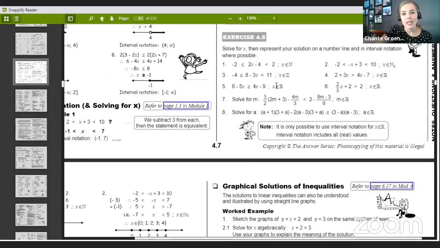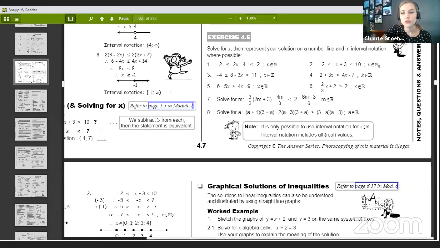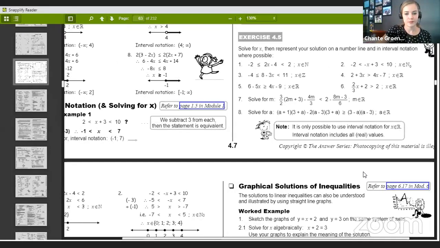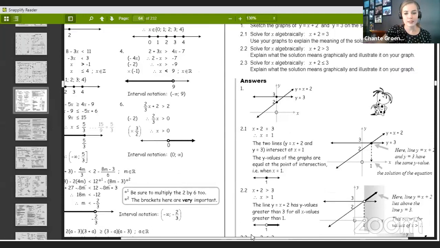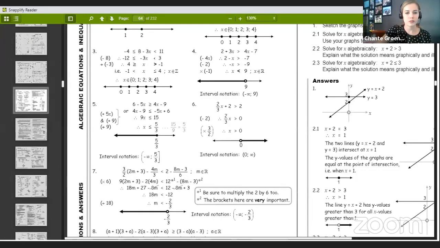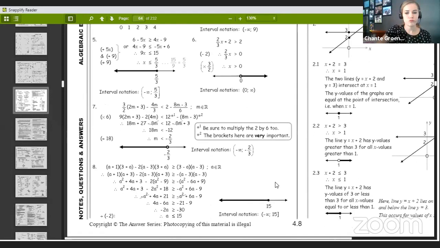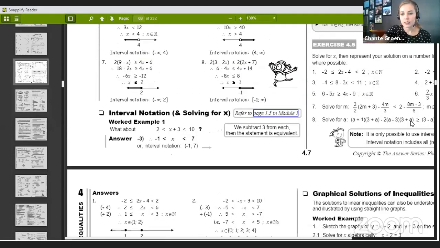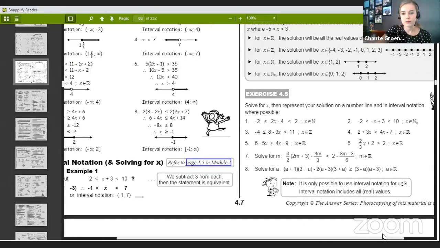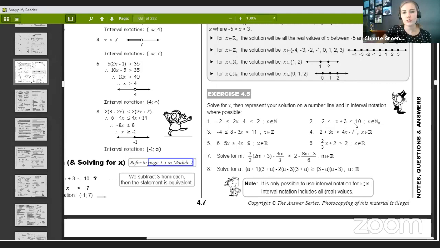Okay, let's do 2. Wait, let's see what I want you to do. Don't do 2 yet. Okay, yeah, do 2 for me. Sorry, please do number 2. And let's see if you get that.